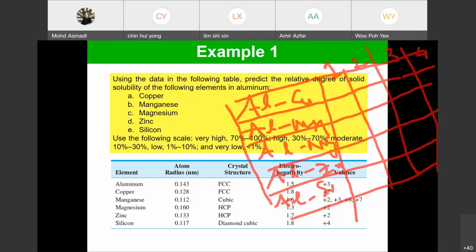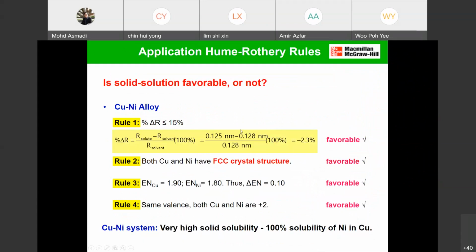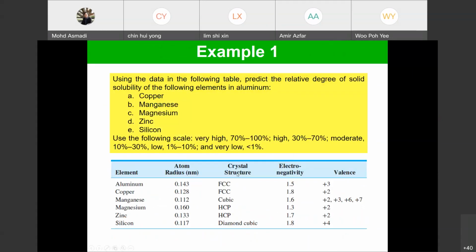Can you predict? Calculate based on this one. Is it favorable or not favorable? What is the expected percentage based on the following scale? If all follow the Hume-Rothery rules, if all are favorable, you just state that. For example, aluminium and copper. Okay, rule number one, how many percentage?